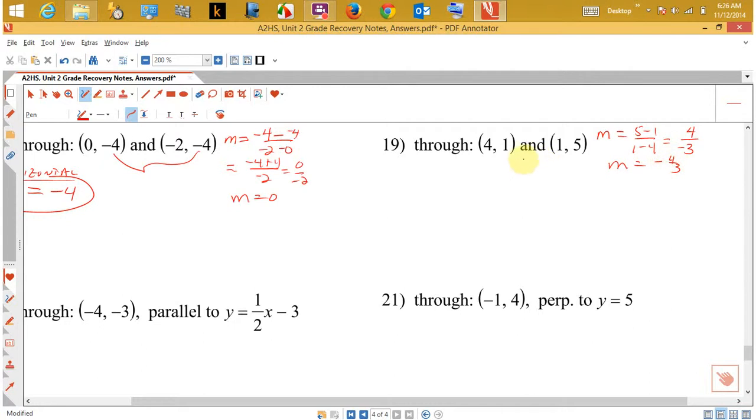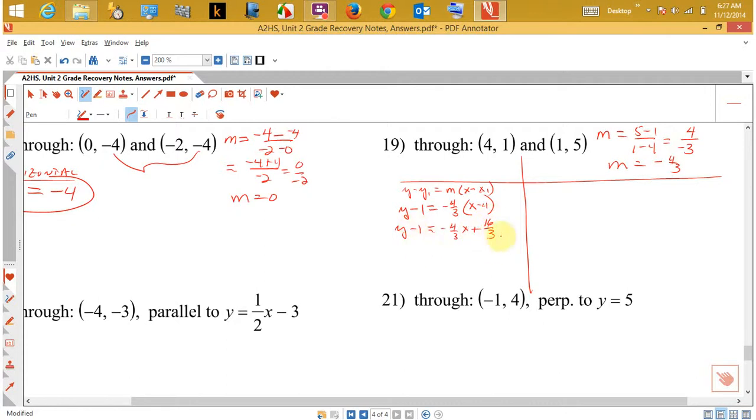Okay, so now using the point slope method, I would have y minus y1 is equal to the slope times x minus x1, where x1 and y1 are some point. I'm just going to use the first point. So I have y minus 1 is equal to the slope, a negative 4/3, times x minus 4. So I have y minus 1 is equal to a negative 4/3 x. A negative 4/3 times a negative 4 is 16/3.